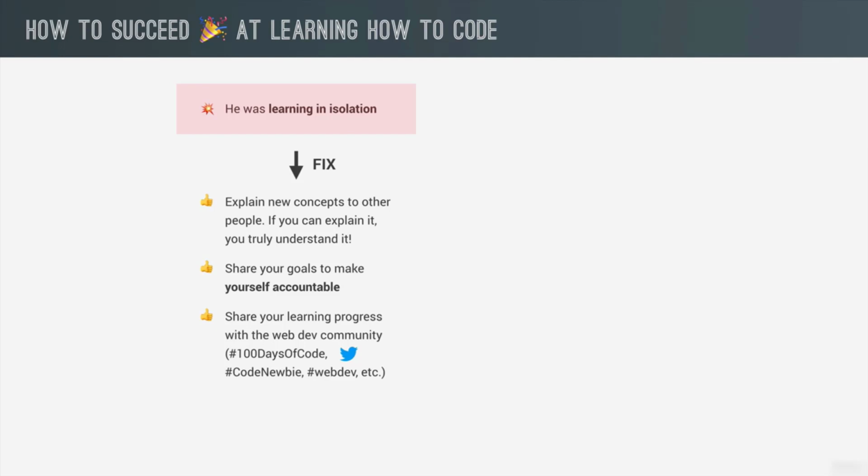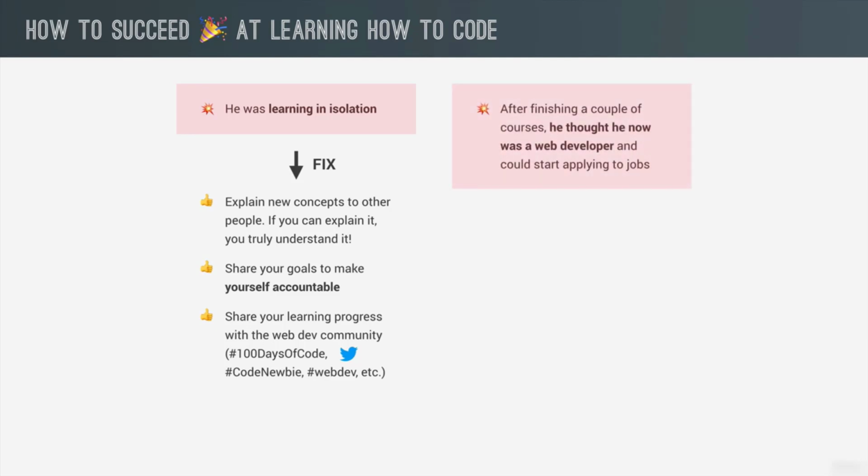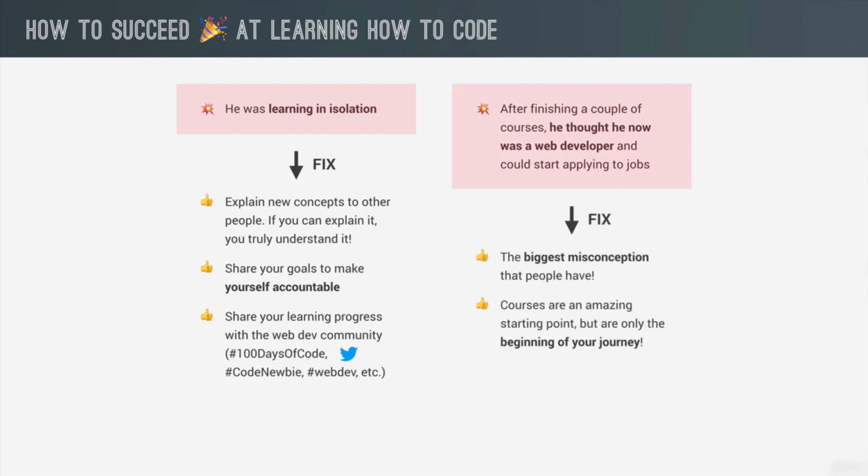And finally, the absolute biggest mistake that John made was that after he went through a couple of web development courses, he thought that he was now a web developer ready to take a job. Now, this is probably the biggest misconception that people have. Just take a couple of courses and you're done. But no, that is just not how it works.